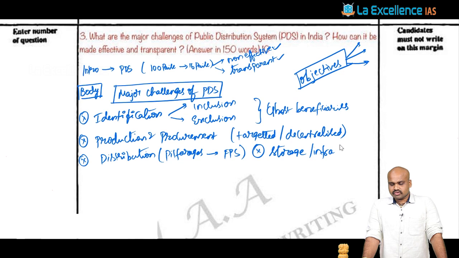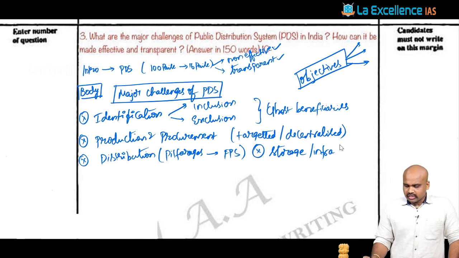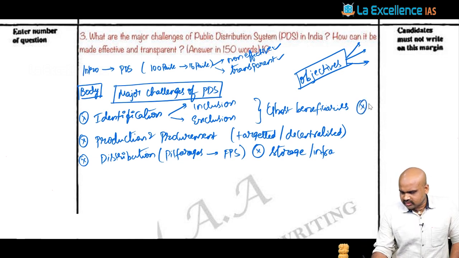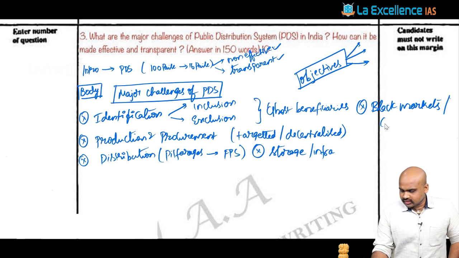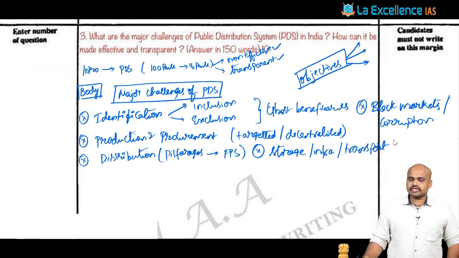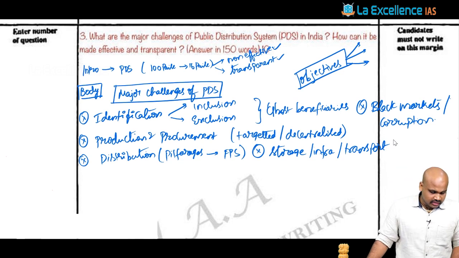Because when you look at these infrastructural bottlenecks, the quality of the food grains has been deteriorating. And not only that, you would also come across another major challenge with respect to the black markets that are created, or the black marketing, or the system of corruption that is present. Because with respect to the infrastructure, we can also include the transportation system, or the absence of end-to-end computerization.